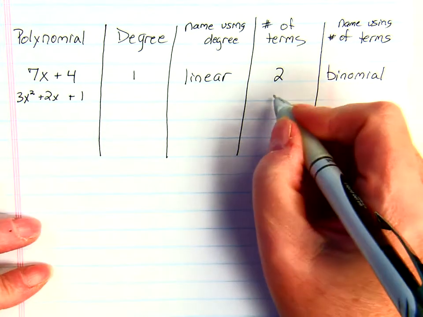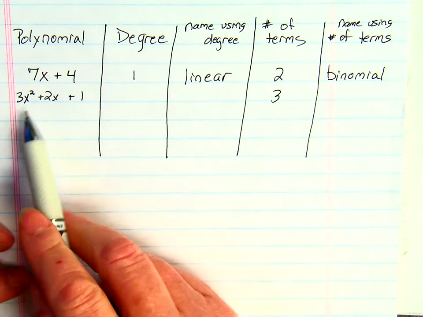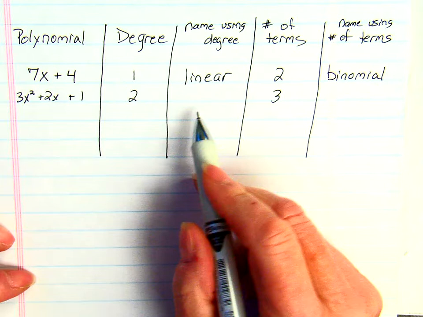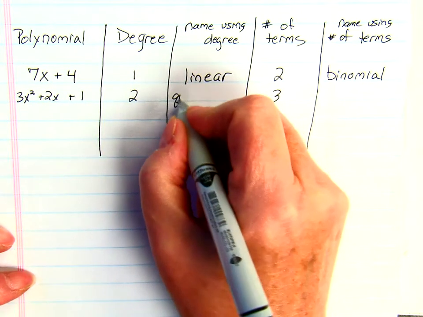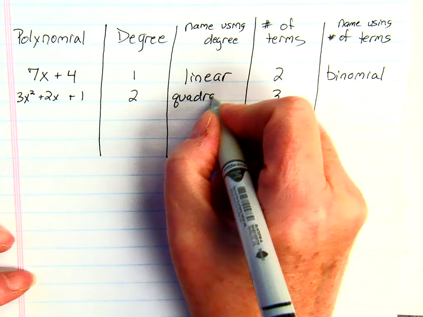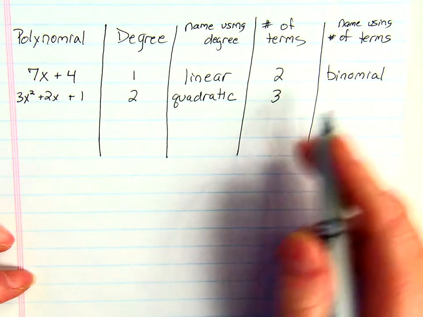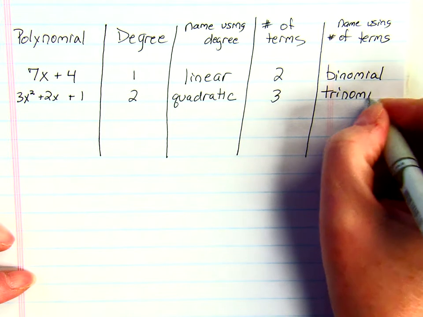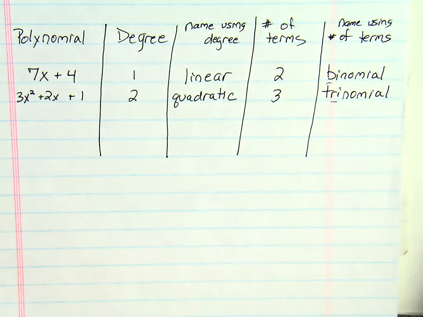Then we're going to go to our 3x squared plus 2x plus 1. We have three terms here. Notice I do like to jump around. Our highest degree here is 2, and because of that square, this is called a quadratic. It has three terms, so this is a trinomial, using our Latin prefixes of bi and tri.